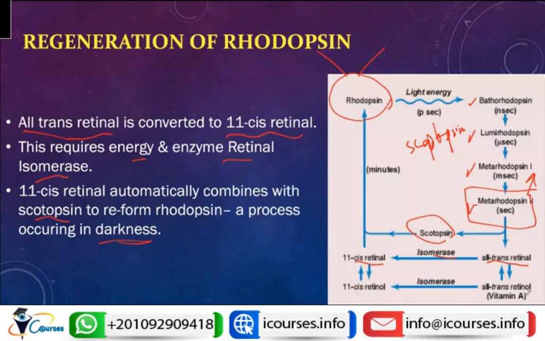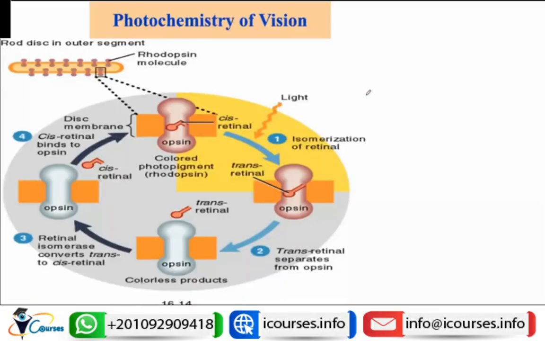Or the all-trans retinal will be transformed to all-trans retinol, which, again under the effect of the isomerase, will form the 11-cis retinol, which converts to 11-cis retinal and will bind again with the scotopsin to form the rhodopsin. Don't worry, you will memorize it. We have plenty of examples.